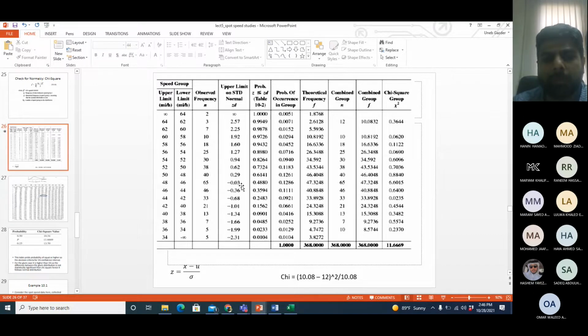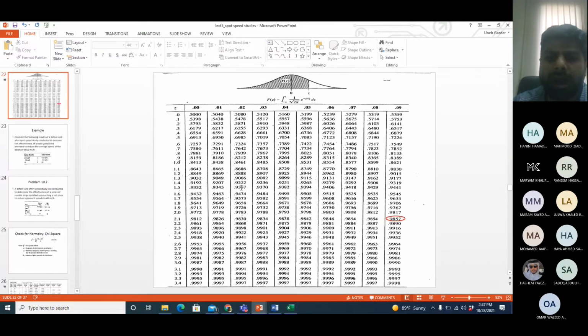For example, you want the probability for minus 0.03. Now first of all, this table, the z table which is in the slide or in the book, is only half of the actual z table. The actual z table has negative and positive values both. Okay, but how to use this half table for the negative values?